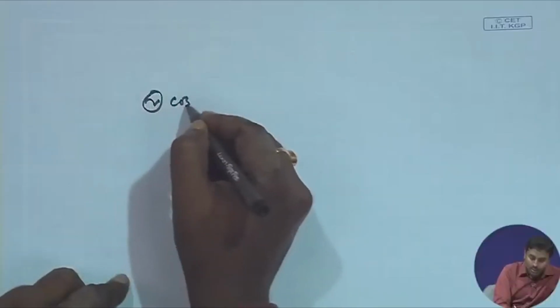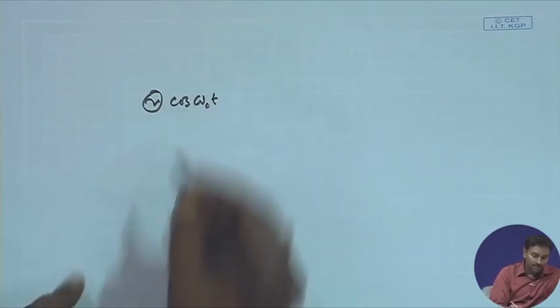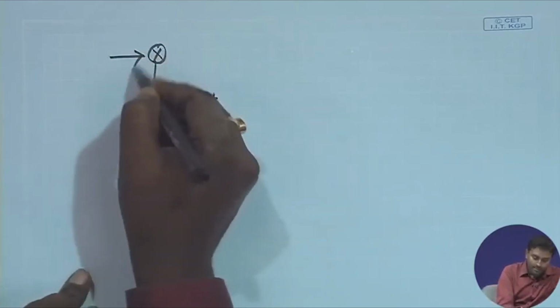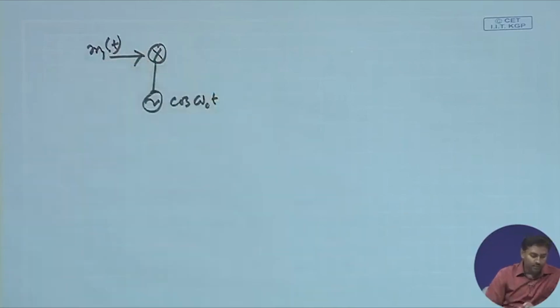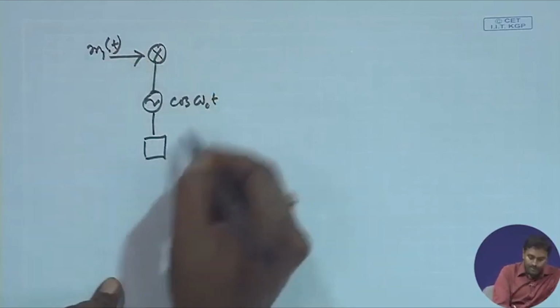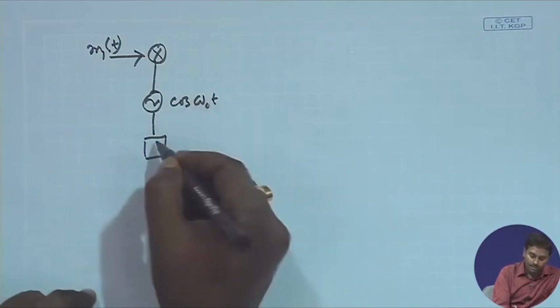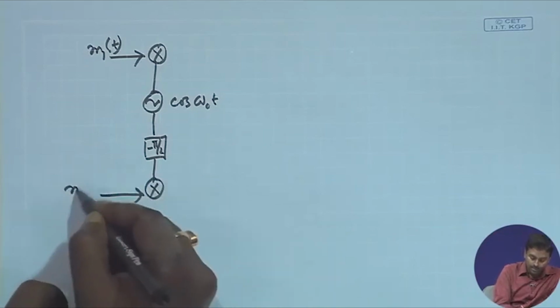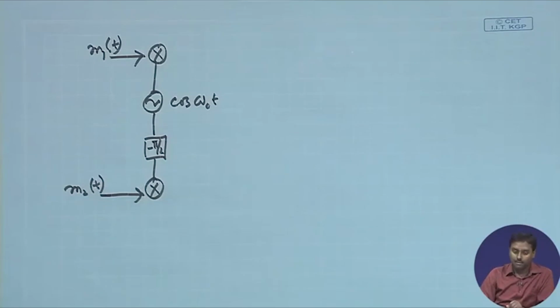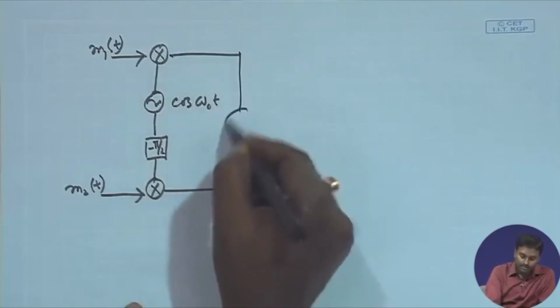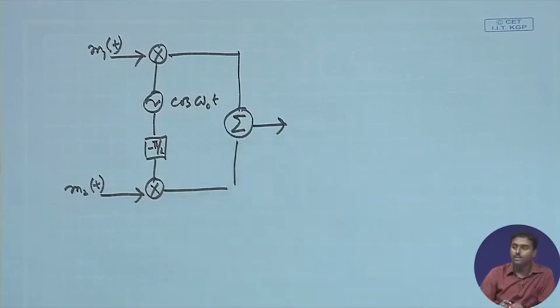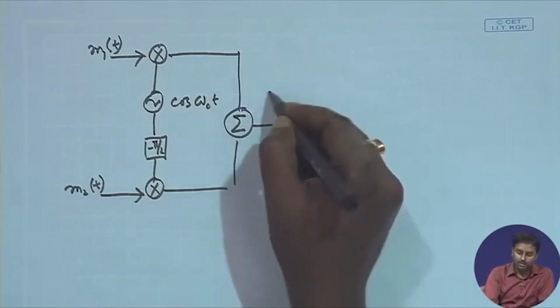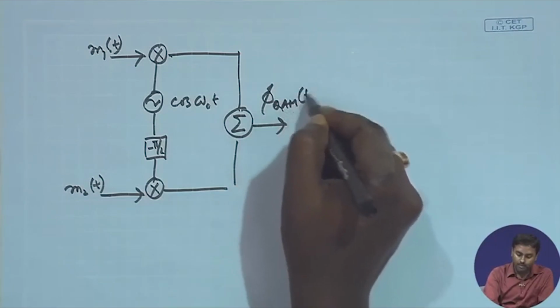So, what will be the corresponding modulator and demodulator? I just have to generate a local cos omega ct, multiply that with our message signal which is m1(t), and then from cos I have to produce sine. So, put a pi by 2 phase shift, multiply with another signal m2(t). Whatever you get, you add them together and put it in the channel. So, that is the phi QAM(t).